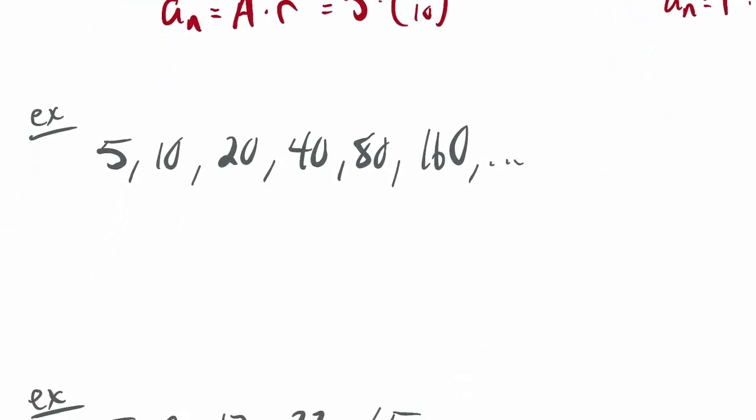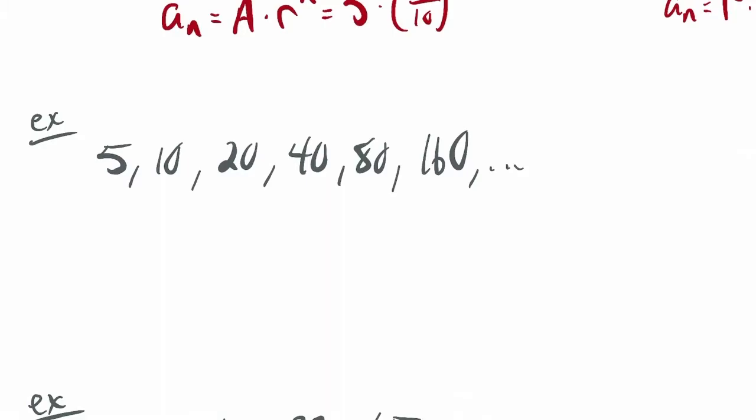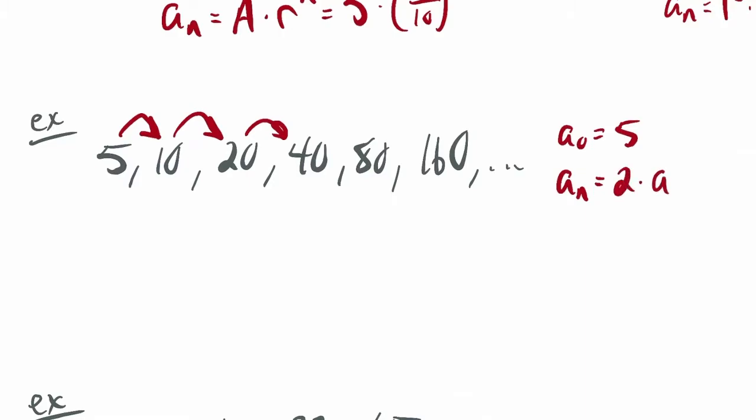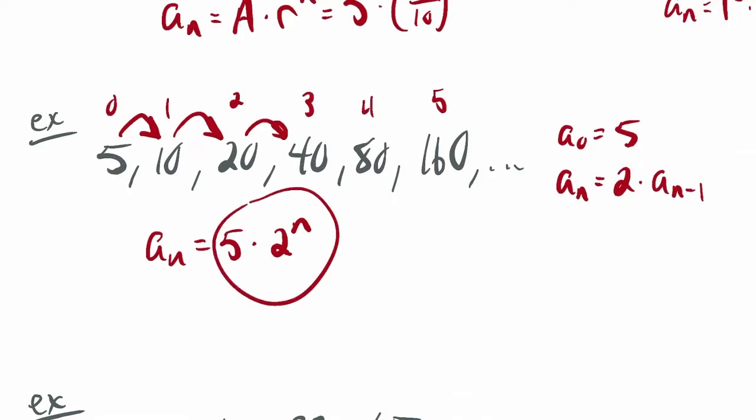Okay, how about this one? Looking at this one, it looks like I'm doubling every time we go forward. 5 times 2 is 10, times 2 is 20, times 2 is 40. So the recursive version: a0 is going to be 5, and then a n is going to be 2 times a n minus 1. Then a n equals 5 times 2 to the nth power. If you plug in, say this is position 0, 1, 2, 3, 4, 5, for n equals 5, 2 to the 5th power is 32, times 5 is 160. So there you go.